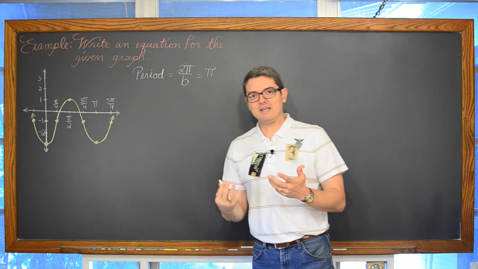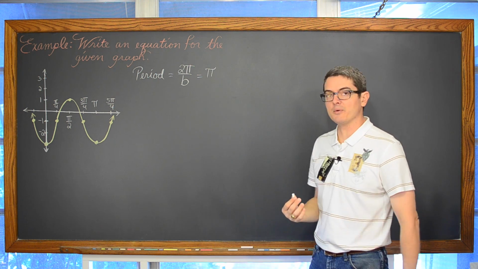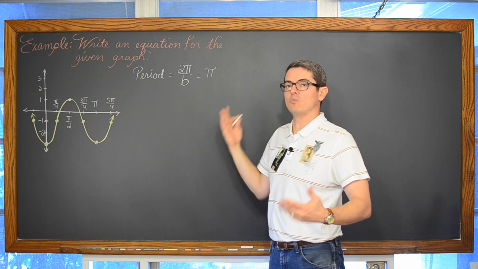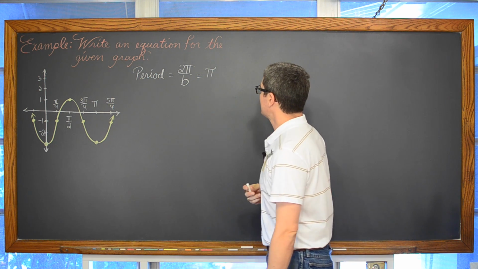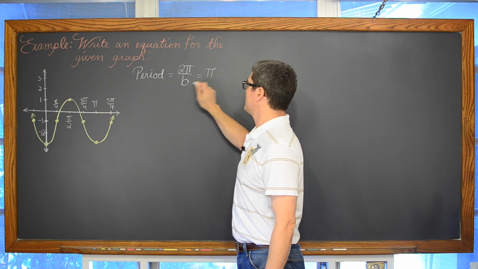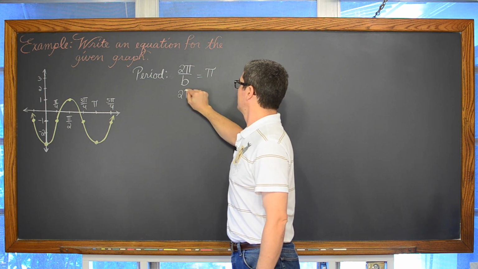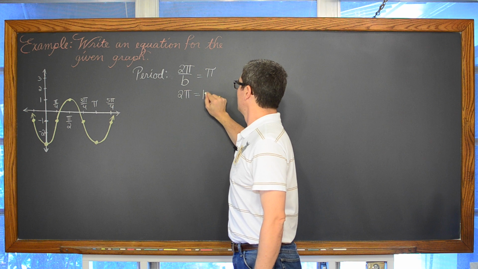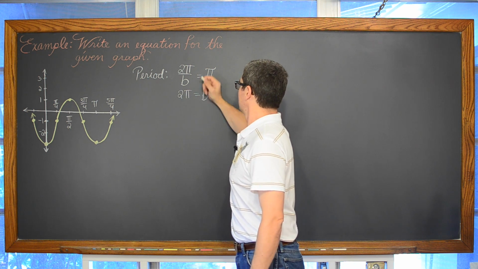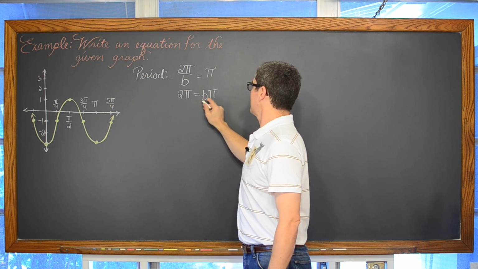So what does b need to be? And yeah, I know 2 divided by 2 is 1. But in case it's something that maybe we can't just look at, we're going to multiply both sides of this equation by b and get 2 pi is equal to b times pi. Divide both sides by pi.